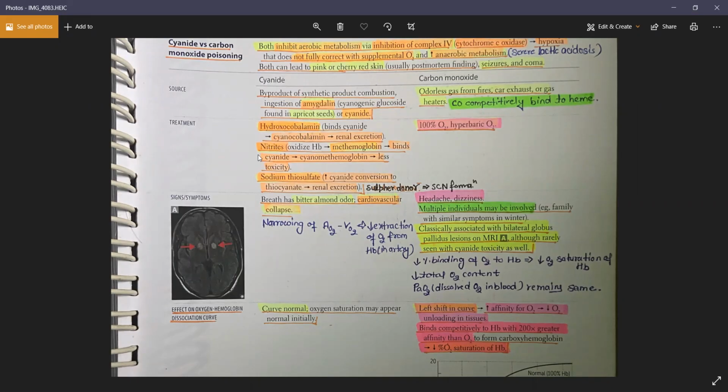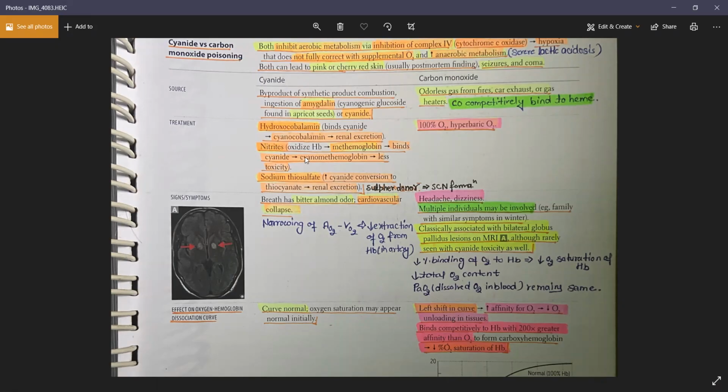The second thing is to give the patient nitrites. These nitrites will oxidize the hemoglobin and convert it into methemoglobin. And I told you, the methemoglobin will bind with the cyanide, converting into cyanomethemoglobin. This cyanomethemoglobin is less toxic. Although the toxicity is there, it is less toxic. So it's better than having nothing, right? One is always better than having zero, right?